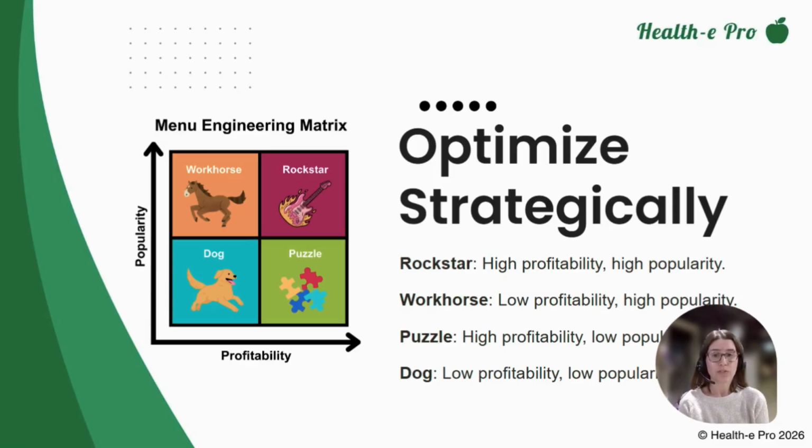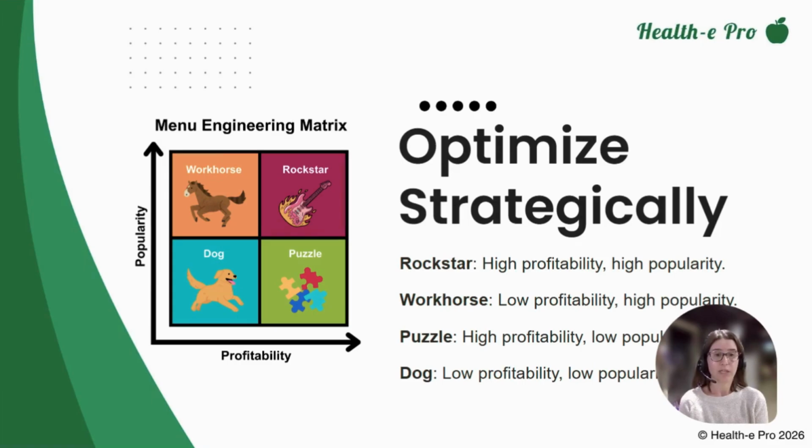There's also workhorse, which are low profitability and high popularity. So you want to review pricing on these menu items, or even look at maybe portion sizes and trying to improve your cost of these menu items.